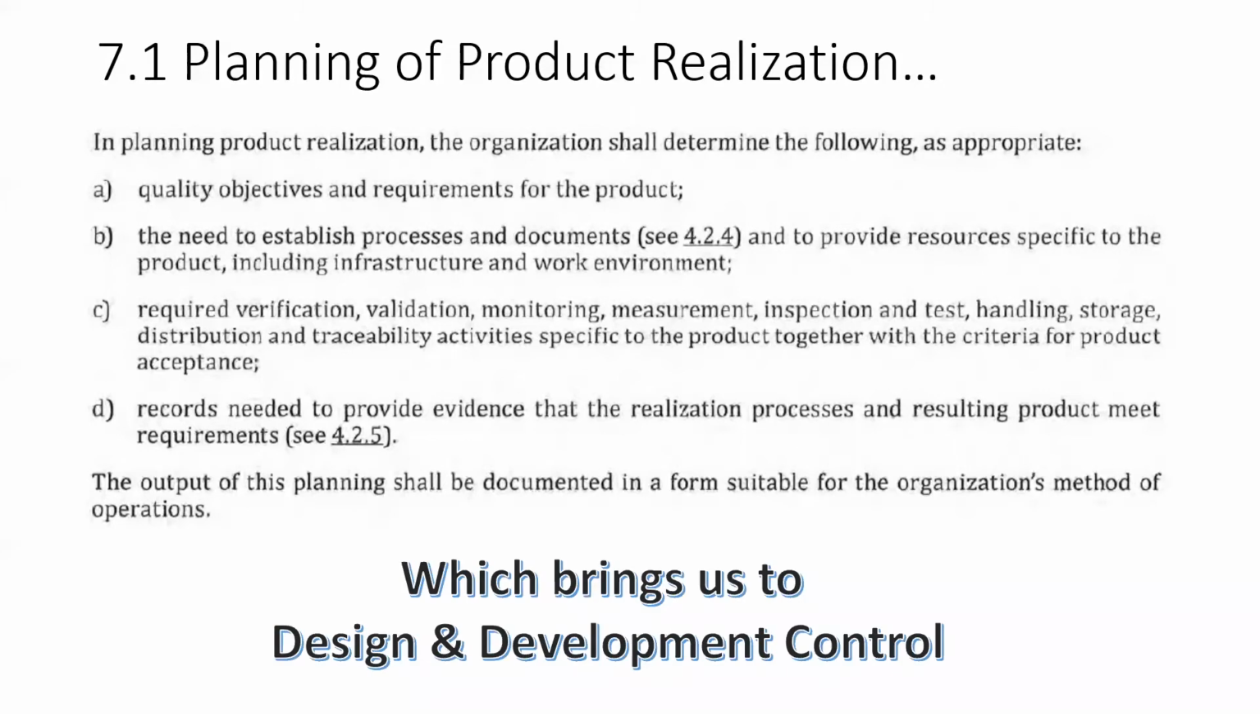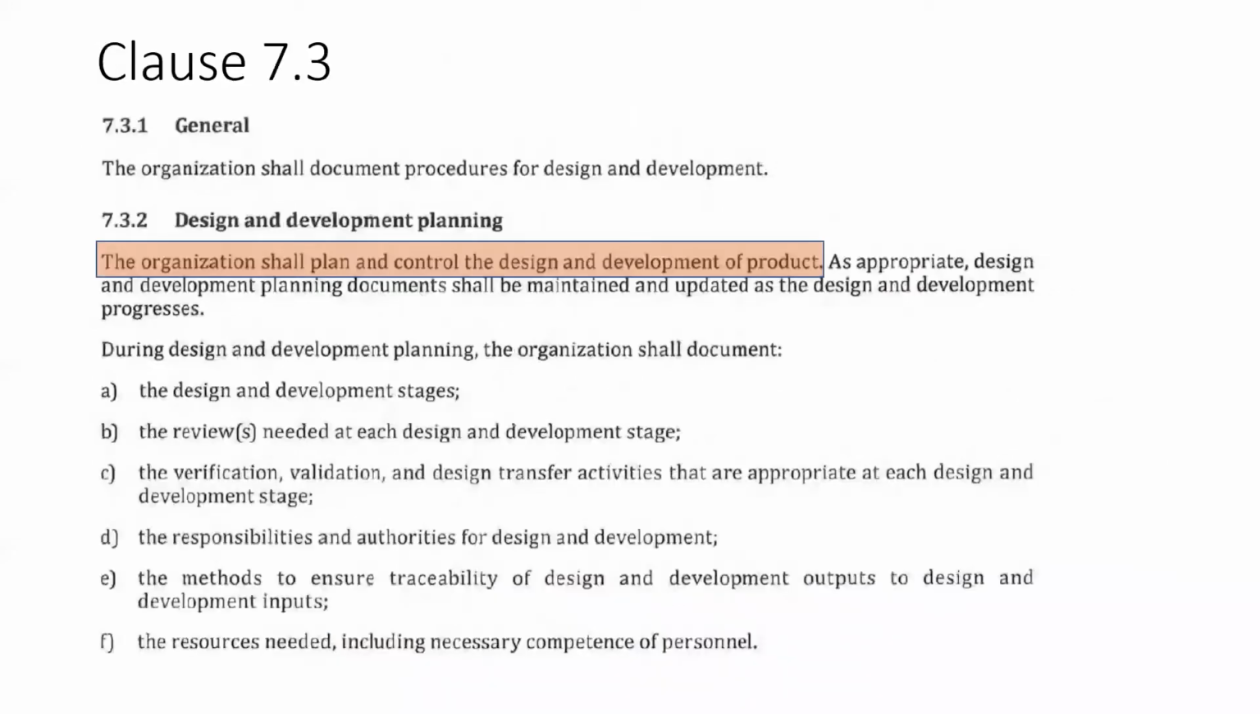Which brings us to where does design and development control fit within this 7.1? And that brings us to 7.3 of ISO 13485. Very clear statement. The organization shall document procedures for design and development.